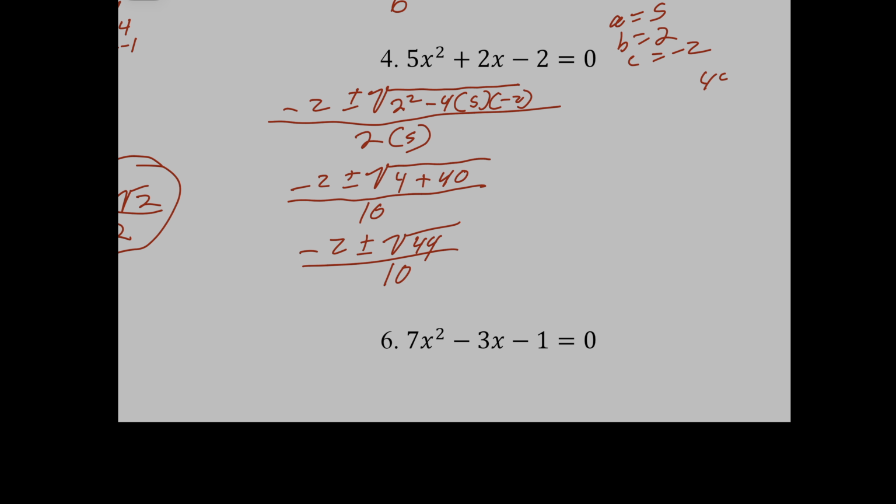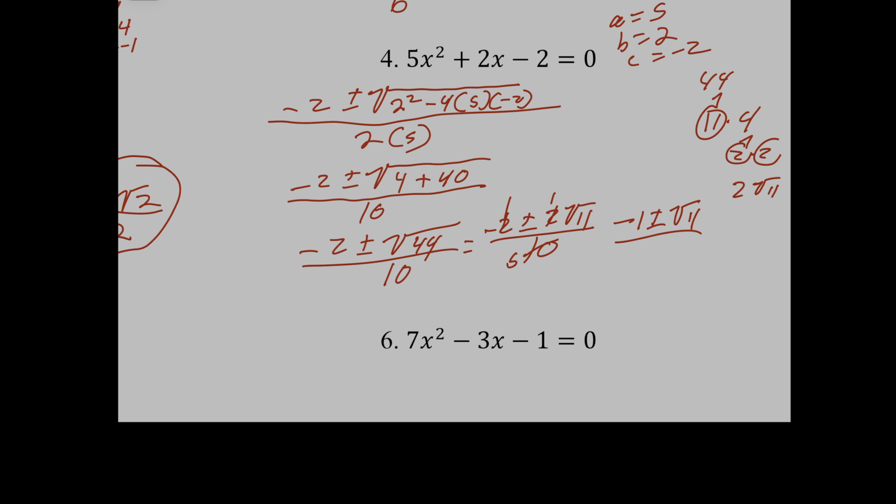I bet I can break down 44. That's going to be 11 times 4. And I know that 4 is just 2 times 2. So it's going to be 2 root 11. Okay? So negative 2 plus or minus 2 root 11 over 10. When I do this one, that's going to become a 1 over 5, and that's also a 1 over 5. So I'm going to get negative 1 plus or minus root 11 over 5. And that would be my final answer, sloppy as that is.